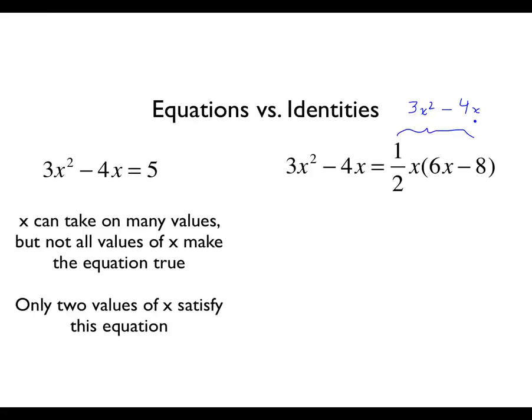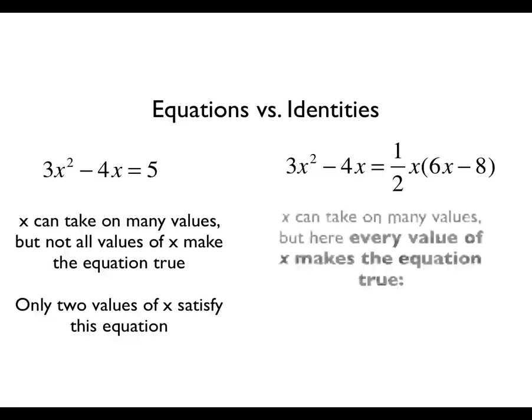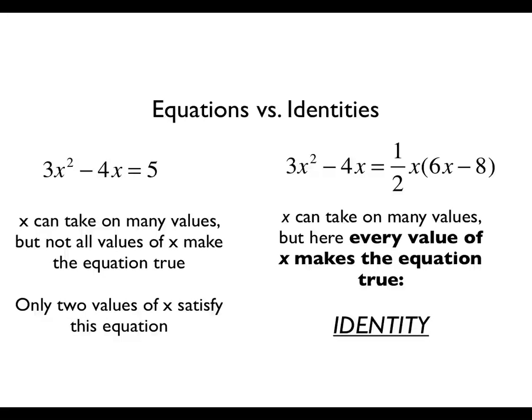So what values of x are going to make this true? You said any value. Agree with that? It doesn't matter what value of x you put into this, it's always going to be a true statement. So x can take on any values, but here every value of x will make the equation true. You get the same value for the left as the right. That's the idea of an identity.